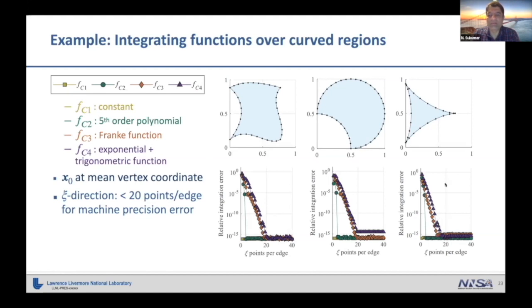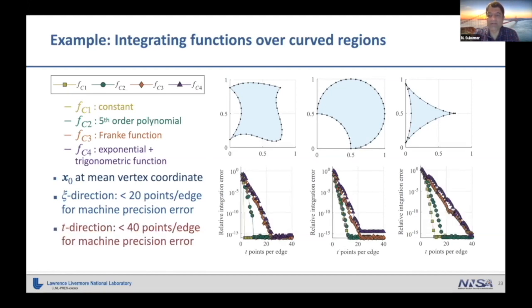And it gets tougher for this function, especially in the t direction, as you can see from here, because there's a singularity, since the shape itself is not regular. Therefore, there's a cusp here, and you can see there are more points needed in the t direction there.